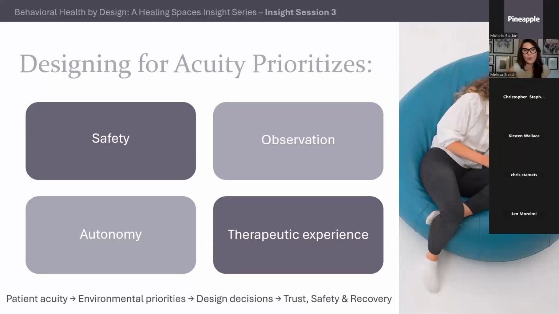And I just want to point out that the conceptual foundation for patient acuity, environmental priorities, and design decisions that go into trust, safety, and recovery was informed by Donabedian's structure-process-outcome model from 1988. And in behavioral health care, patient acuity helps shape environmental priorities, the structure, which influence how care is experienced and delivered, the process, ultimately contributing to outcomes such as trust, safety, and security.